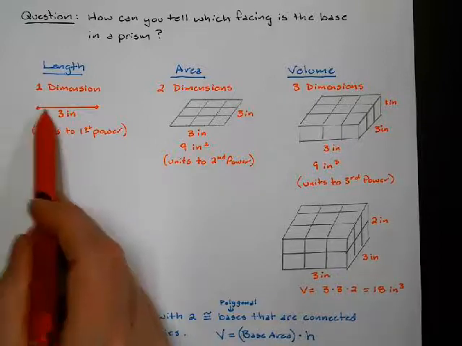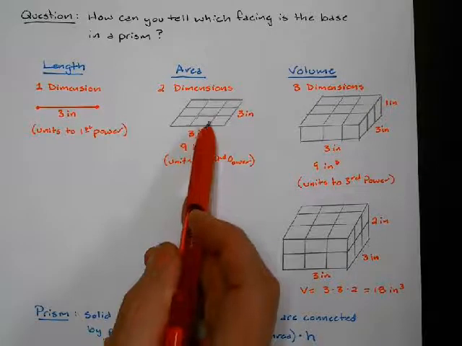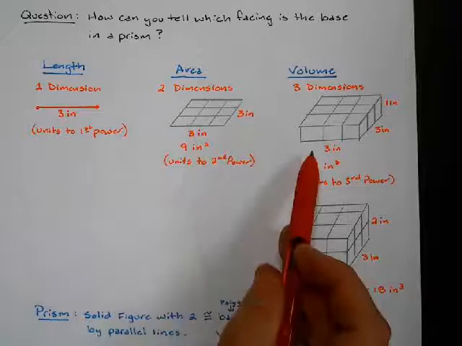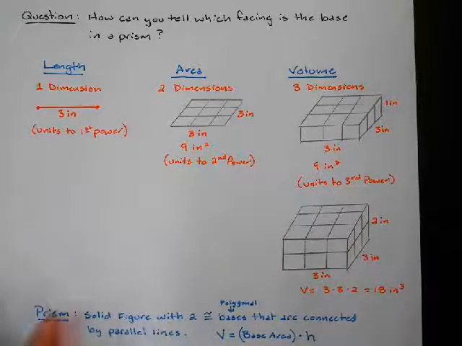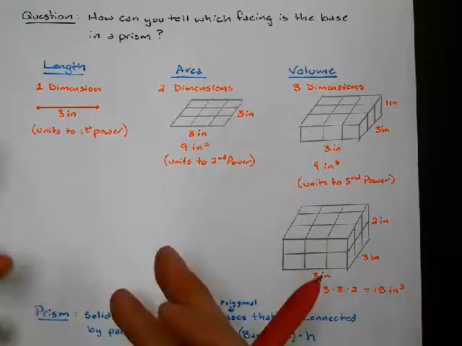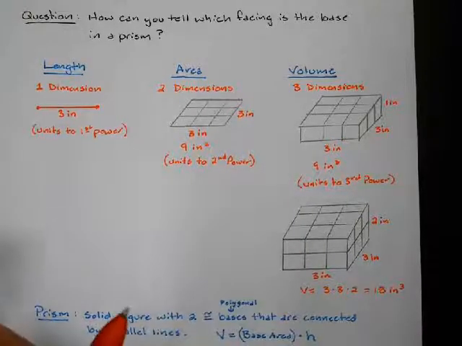So length, like a pencil. Area, kind of like paint. Volume is kind of like we're filling up an object with water or something like that. It's got length, it's got width, and now it has depth to it. That's the third dimension.